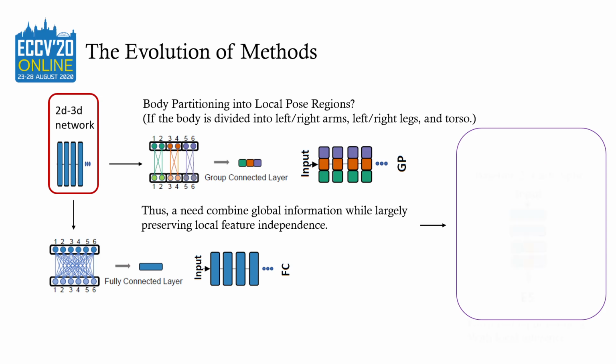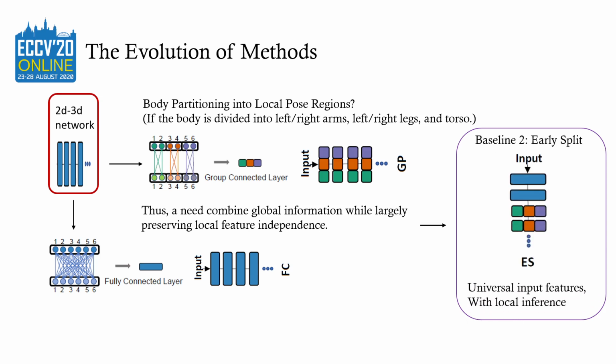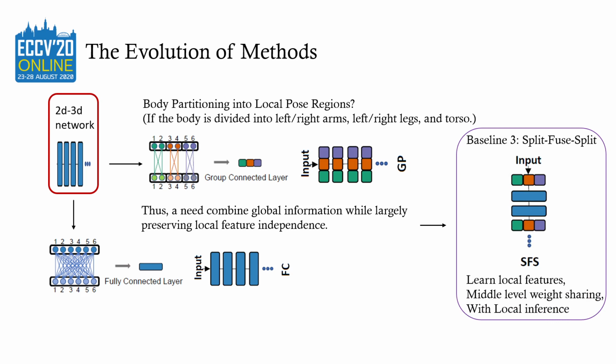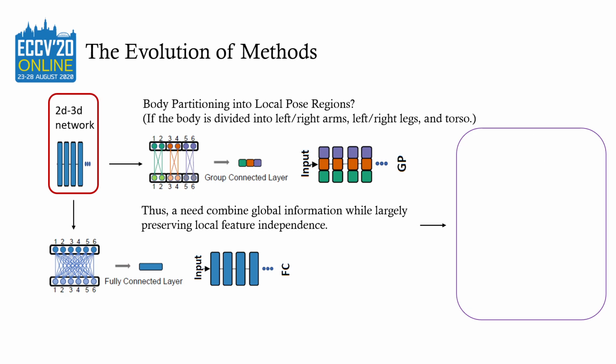The second method is early split, aiming to provide more expressive features for each group by cutting the connections between groups in the later layers. The final one is split-fuse-split: learn local features in the early stage and fuse them in the middle, then split them again for local inference. To a certain degree, those three baselines can enhance local representation abilities and keep global coherence, but they still do not answer how to relieve the side effects of less relevant joints.